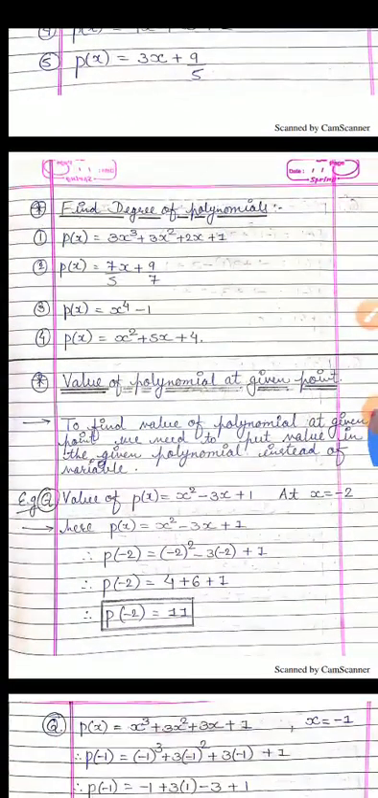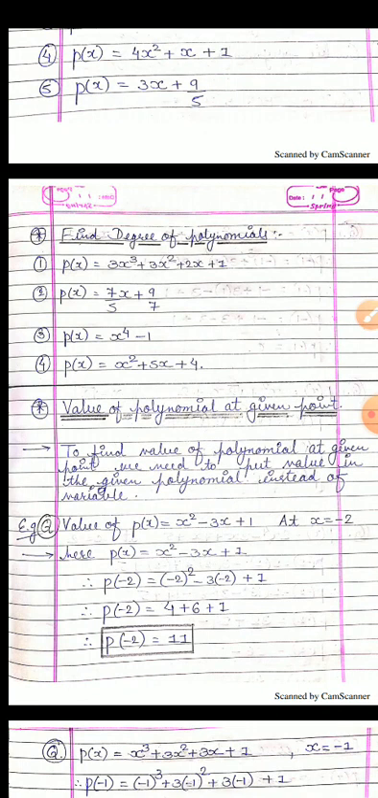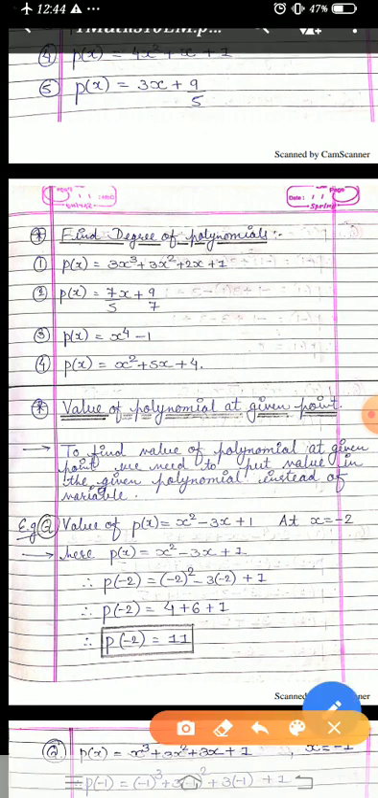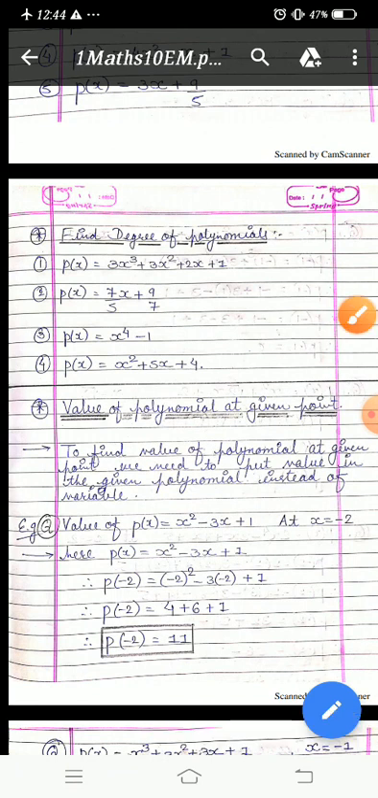Now the next question is to find the degree of the polynomial. Degree means the maximum power of the variable. So again we are going to solve one question. See, first and second will be in your homework. We are going to solve the third one.